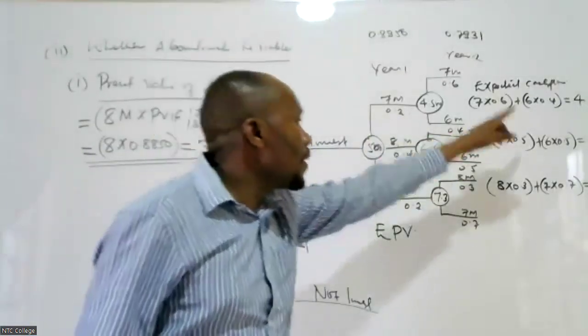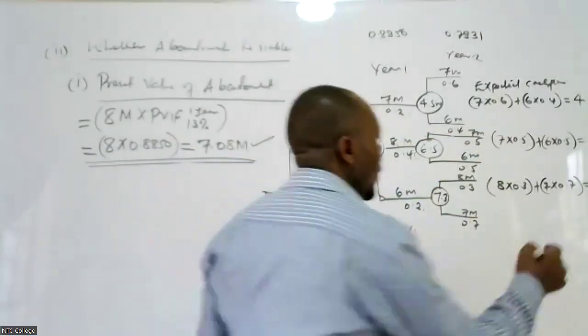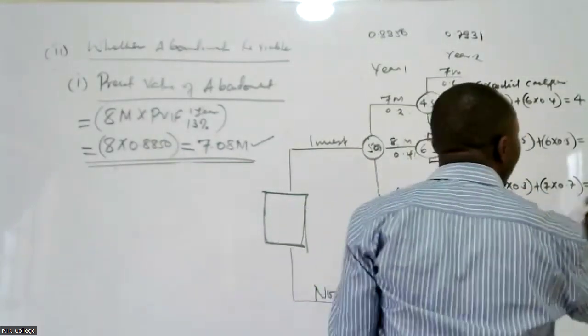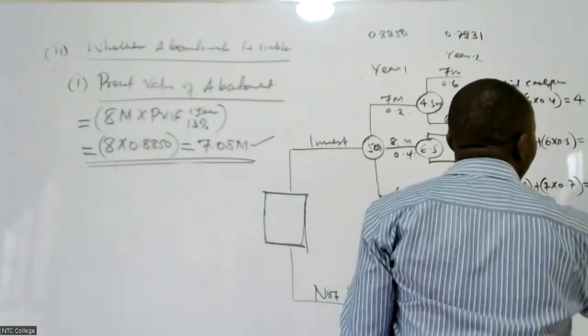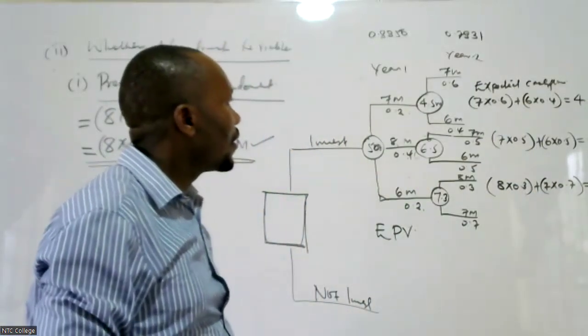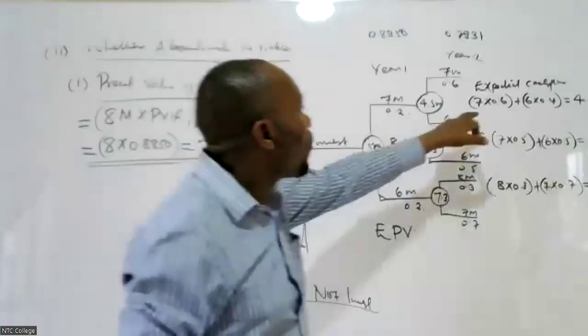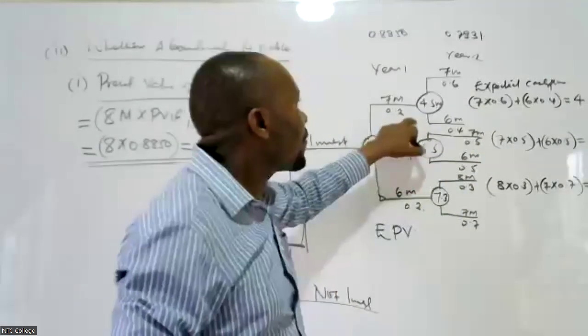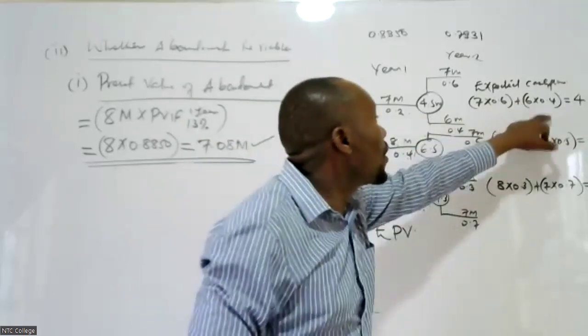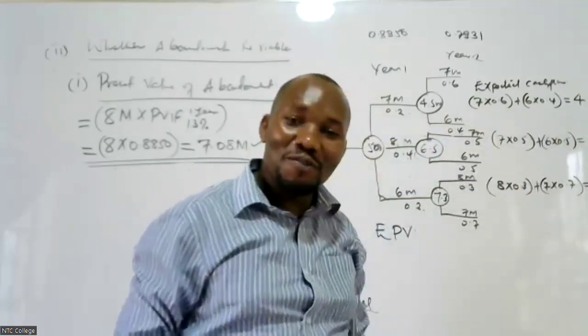Can someone confirm all these figures? This one is 7.3. That one is 7 times 0.6. This one is already 4.2. You are telling me 4.5, there is a problem here. This is 4.2. This is 2.4. When you add, it's 6.6.